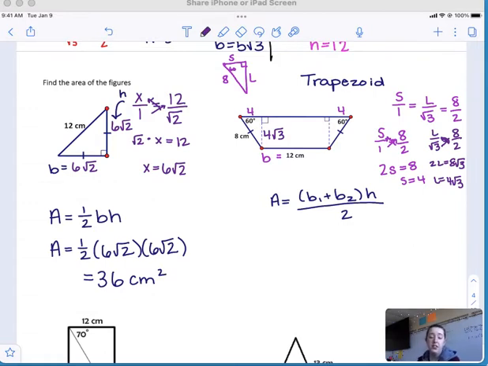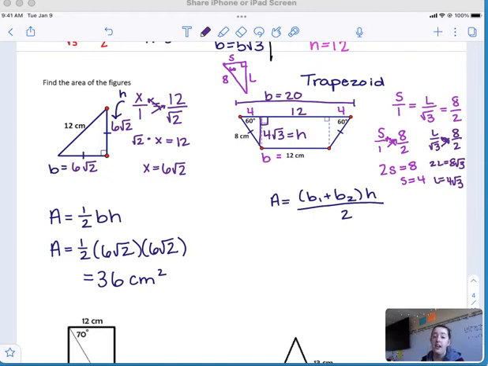So here's what we just figured out. We know each of those little bits is 4, and we know that this middle part right here is 12. So this entire length, 12 plus 4 plus 4, is 20. That's my other base. I know that my height always makes right angles with the bases. Since I have a right angle right here, that means 4 square root 3 is going to be my height.